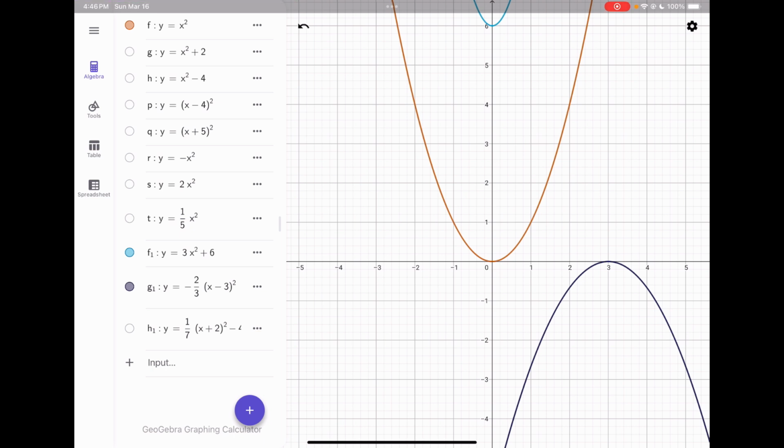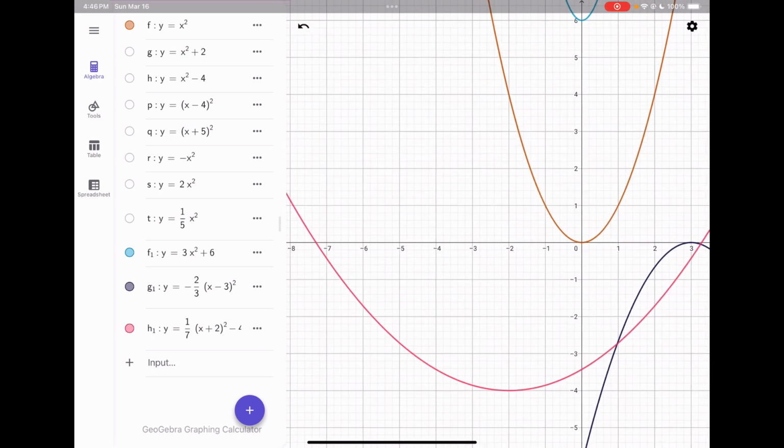And finally, 1/7 times (x plus 2) squared minus 4 shows an example where all 3 kinds of transformations come together. We're being squished by the 1/7 because it's between 0 and 1. We have x plus 2 inside the function, so it's going to shift horizontally. And minus 4 on the outside, which means it's going to shift down.